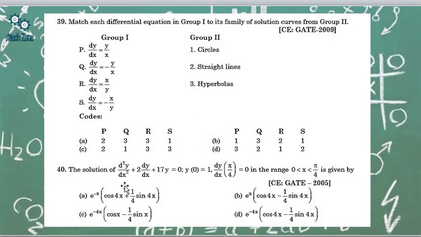नेक्स्ट इज फाइंड आउट द सॉल्यूशन ऑफ d²y/dx² + 2 dy/dx + 17y = 0 एंड बाउंड्री कंडीशंस भी हमें दे दी गई. तो सबसे पहले हमें कॉम्प्लीमेंट्री फंक्शन निकालना है. कॉम्प्लीमेंट्री फंक्शन के लिए वी फर्स्ट हैव टू फाइंड आउट द auxiliary equation, and the auxiliary equation would be D² + 2D + 17 = 0.